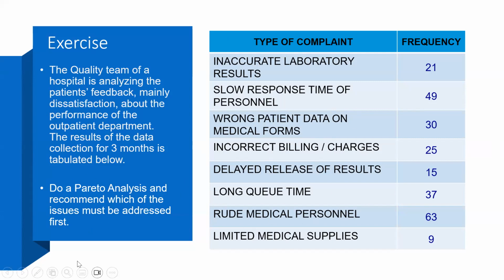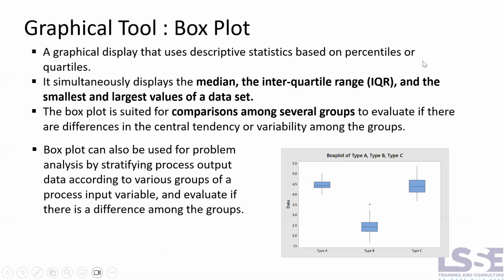Okay, let's continue. The next tool is the box plot. It's a graphical display of the descriptive statistics based on the percentile and the quartile. We have covered the median and the interquartile range in the previous discussion. It gives you an idea of comparing several groups. It's very visual. So how would you interpret this one?